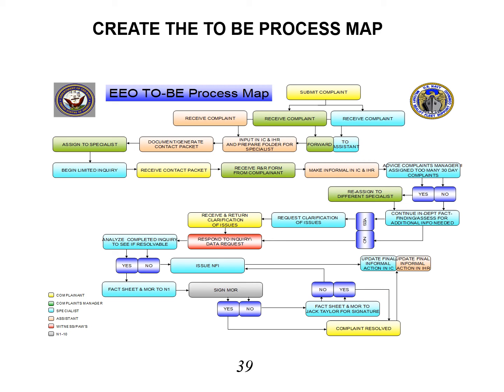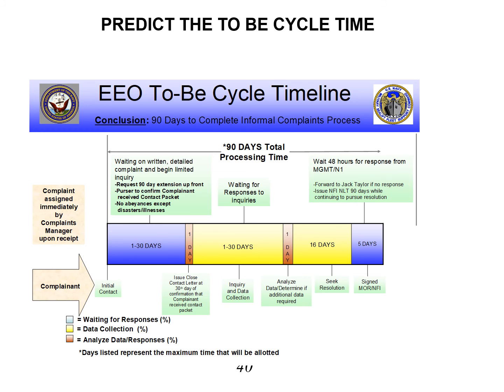Here's a to-be process map. Again, something like this should be your output or outcome. Here's a cycle time. Try to work towards something like this.